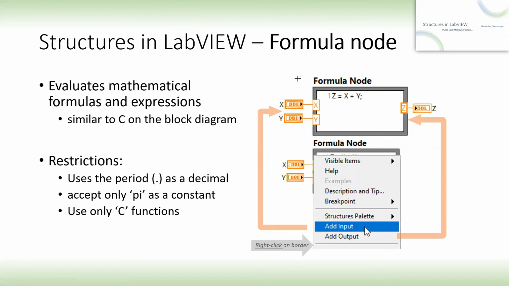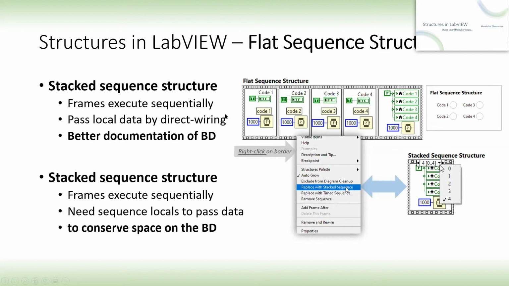And there is another one called the flat sequence structure. As I mentioned, this particular structure is used to force LabVIEW to execute code in sequence only. So the code will never run before the previous code. Until code 1, 2, 3 have run, code 4 will never run. This structure takes a lot of space in your block diagram. You see, it takes this much space, and if you want to save space on your block diagram, you can replace this code.